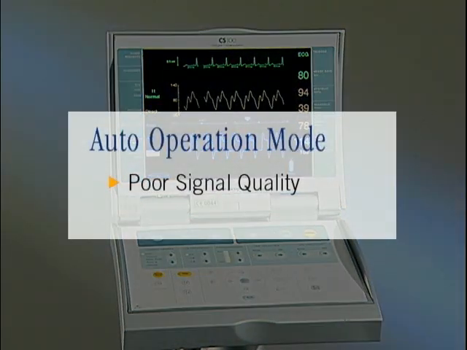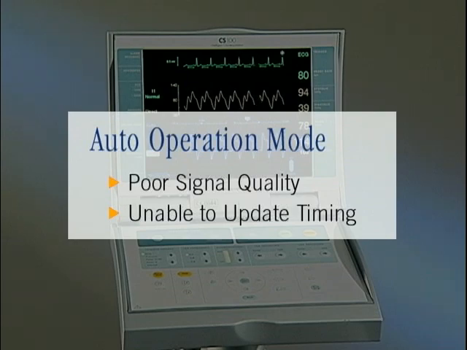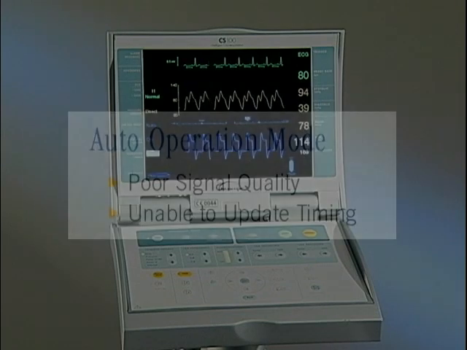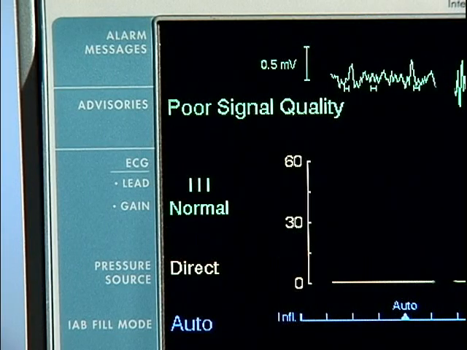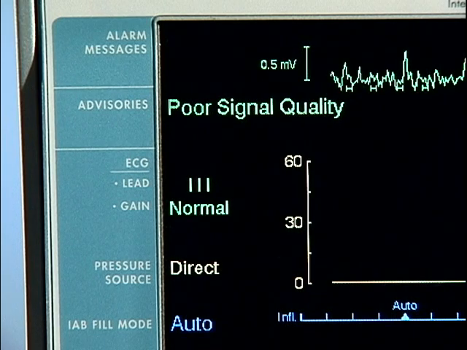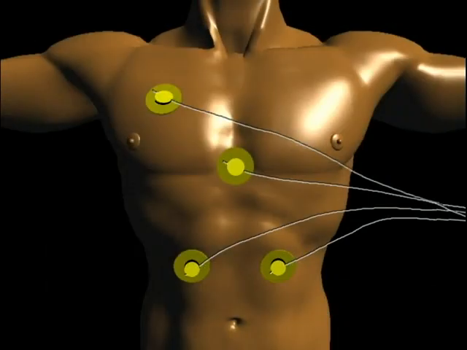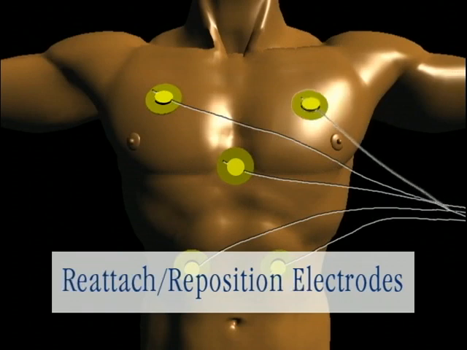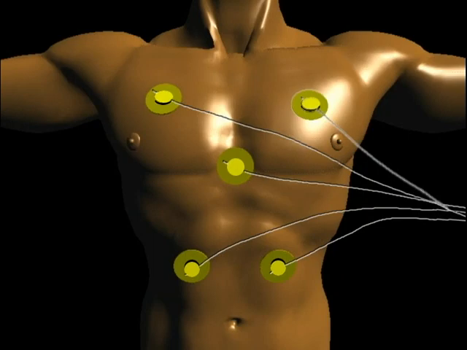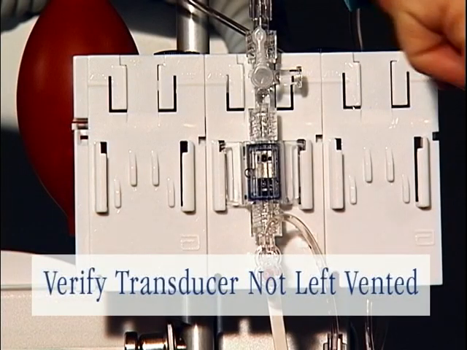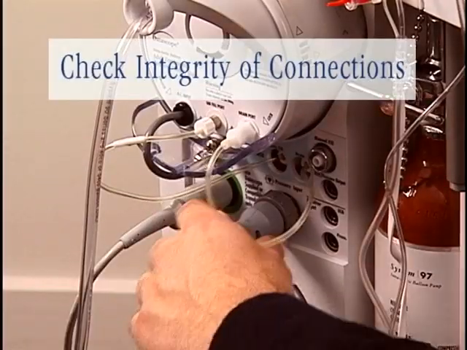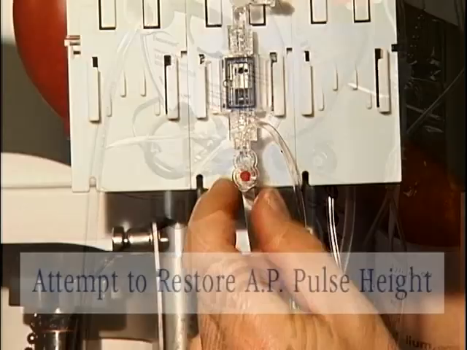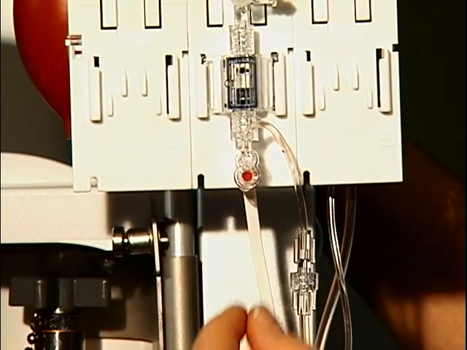Two alerts, poor signal quality and unable to update timing, can occur only when the system is in auto operation mode. If the poor signal quality alert is announced, the probable cause is that both the ECG and the AP signal quality are poor. To respond to this alert, the operator should attempt to improve the ECG signal by ensuring that the electrodes are positioned properly on the patient's torso and that they are making good contact with the patient's skin. The operator should also verify that the transducer is not left vented and check all cable connections. Finally, an attempt should be made to restore AP pulse height by flushing the circuit.